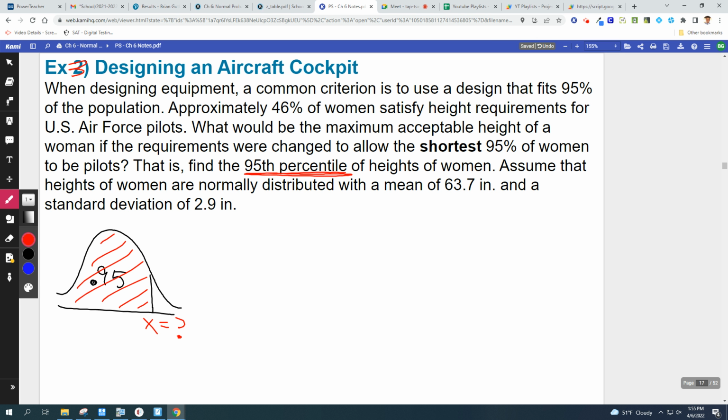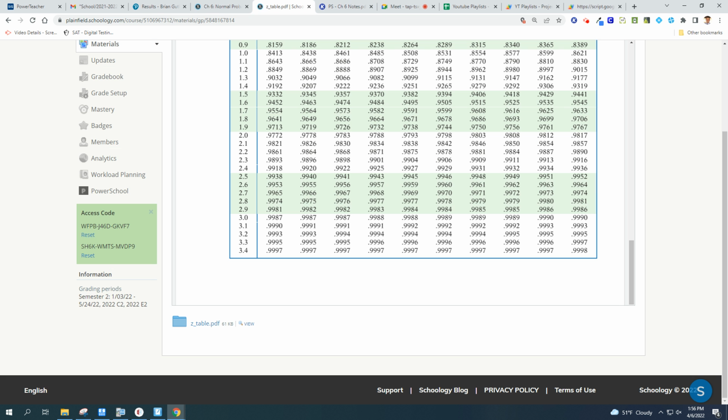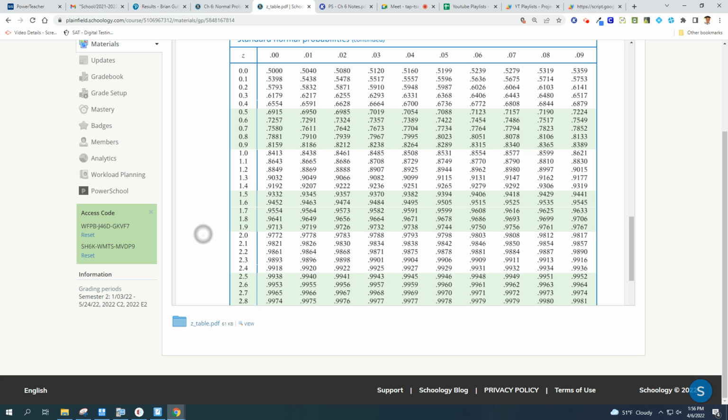So it says we've got a mean of 63.7, standard deviation of 2.9. Okay, so a couple of different things that you can do. If you did not have a calculator, you would want to use your chart, use your table, and you use your table backwards. When they give you the area, like this 0.95, you use your table backwards. So in your table, what you'd have to do is find 0.95.